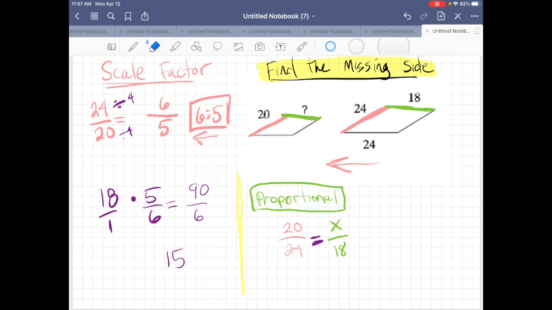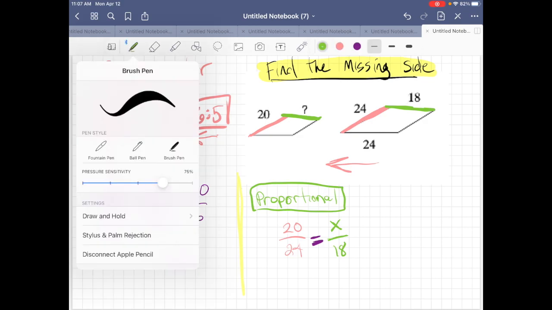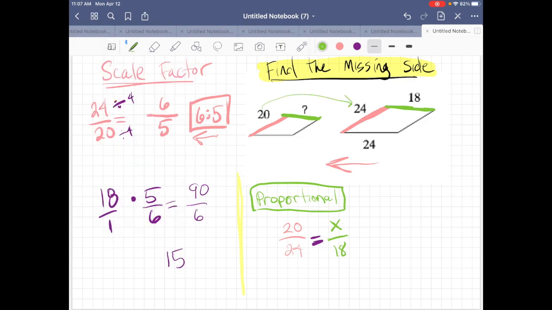So if I think of the pink as going with the pink, so 20 goes with 24, the same way that our missing side goes with 18, right? So now I've just set up this proportion. So now all I've got to do is solve for x, and we've been doing this all along. So I would cross multiply 24 times x and 18 times 20.